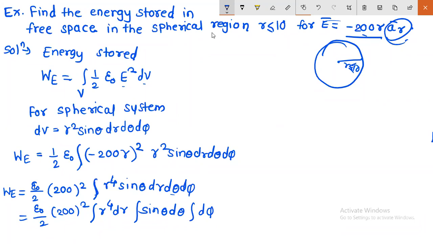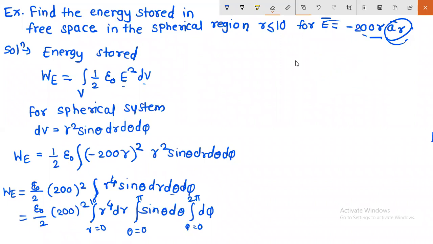Now you have to tell me the limits. What is r varying from? r is less than or equal to 10, and this is a sphere. So what is the radius at the center? It is equal to 0, and it is varying up to 10. So r is equal to 0 to 10, limits I am writing. Now theta varies from 0 to pi, right? And phi varies from 0 to 2 pi.